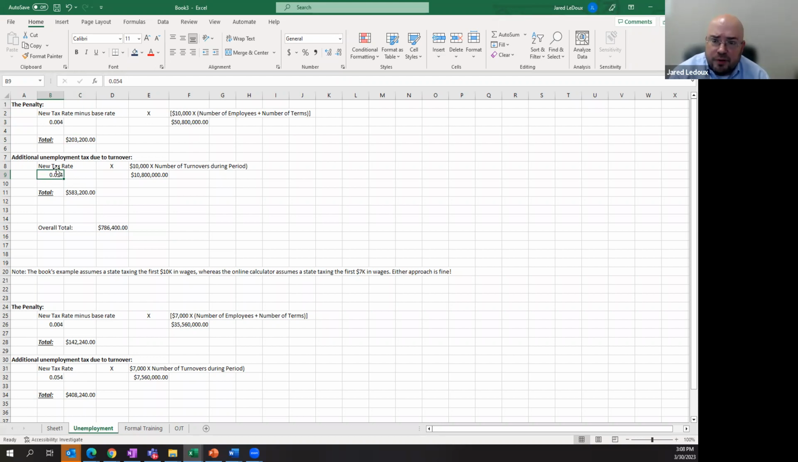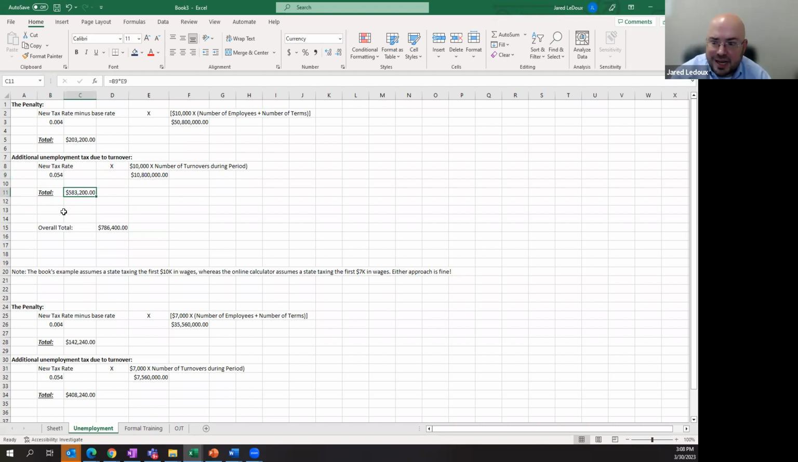You're also paying the unemployment tax due to that turnover over the next year, and that's where you've got your 5.4% tax rate now. That's your new tax rate, and it's the $10,000 times, in this case, just the number of turnovers. Now you're paying your regular tax rate towards everyone who turned over in the organization. There are 1,080 total terms in the organization, and so that's $10.8 million, and you're going to pay a 5.4% tax on that $10.8 million.